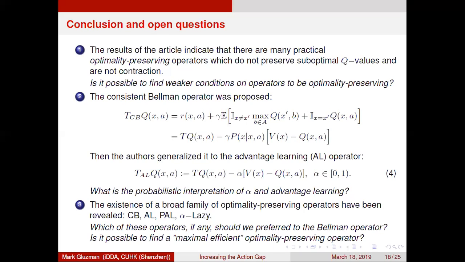They don't try this consistent Bellman operator for Atari games because in Atari games we have a continuous state space. Here there is some assumption that we go back to the same state. In a continuous state space, there is zero probability that we will go back to the same state. So that's why they haven't tried this operator. But they tried it for a different problem.